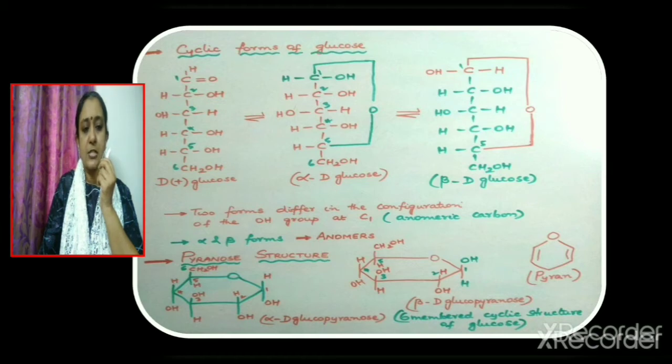Now consider the first carbon. In alpha D glucose, we have H on the top and OH below the plane. It is with the first carbon. Now consider the first carbon in beta D glucopyranose. Here OH should be shown on the top and H below the plane. That is the only difference.